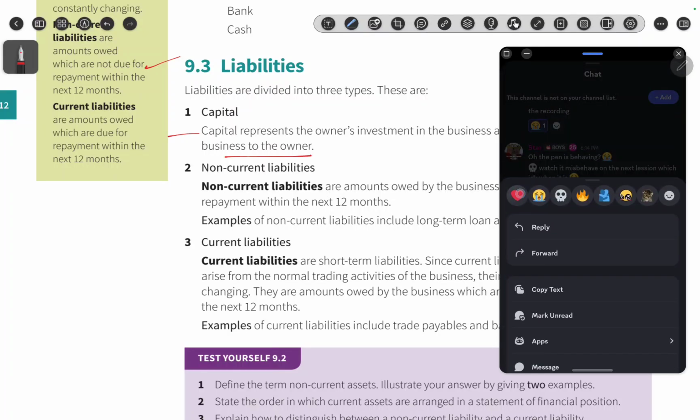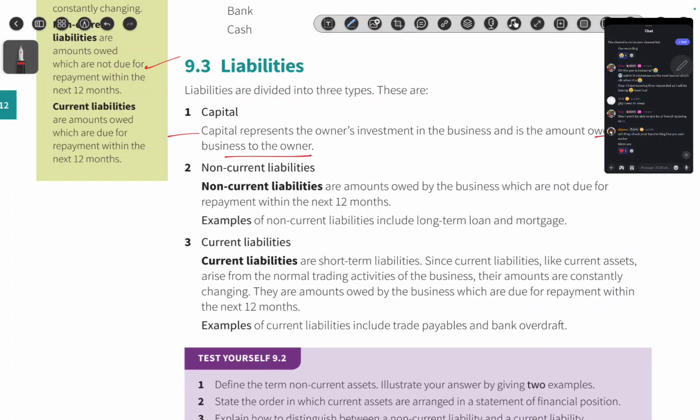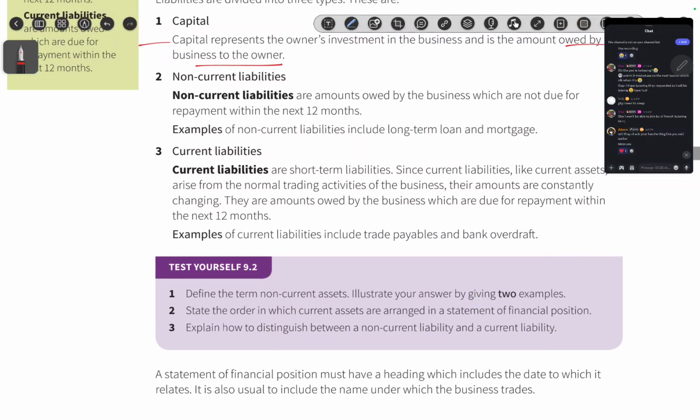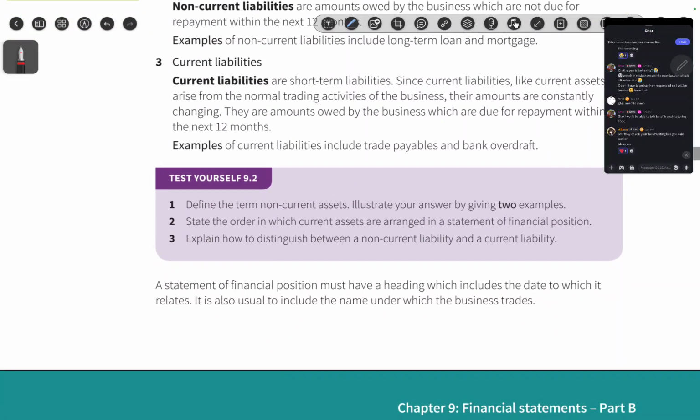Examples of current liabilities include trade payables and bank overdraft because their value keeps changing. Every time you buy goods on credit, your trade payables will increase, and every time you pay your trade payables, they will decrease. Sorry, trade payables are the ones you have to pay, not your customers. That's why current liabilities have values that are constantly changing, and they are also due for repayment within the next 12 months.